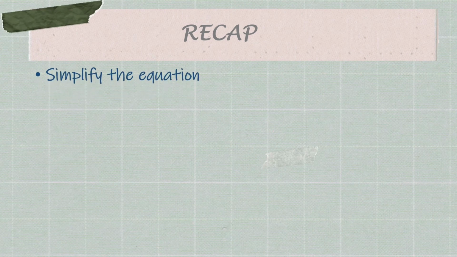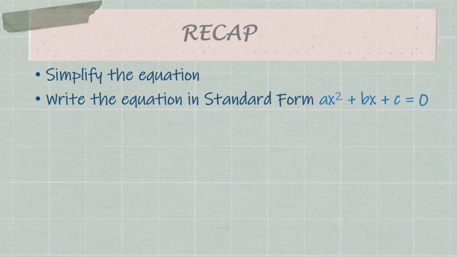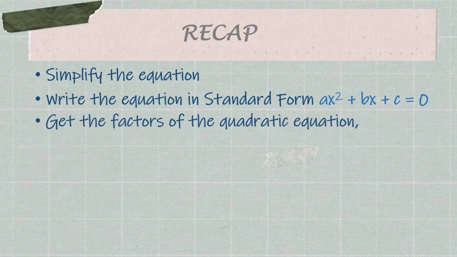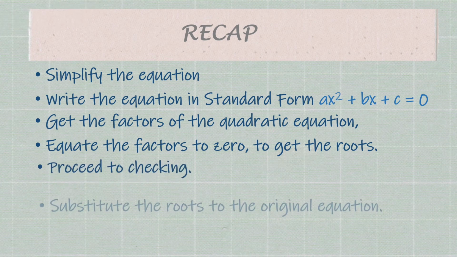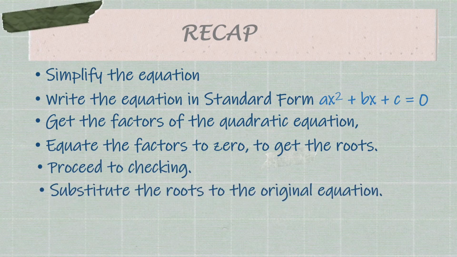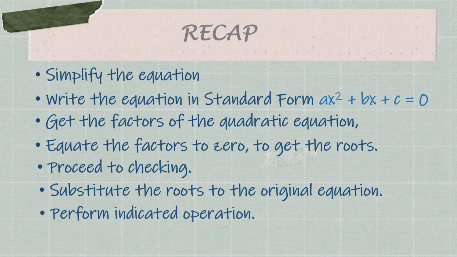Before we end, let's have a quick recap on solving equations transformable to quadratic equation. First, we have to simplify the equation and write the equation in standard form. Ax squared plus bx plus c is equal to 0. Then get the factors of the quadratic equation. Equate the factors to 0 to get the roots. Then, proceed to checking. Substitute the roots to the original equation and perform the indicated operation.